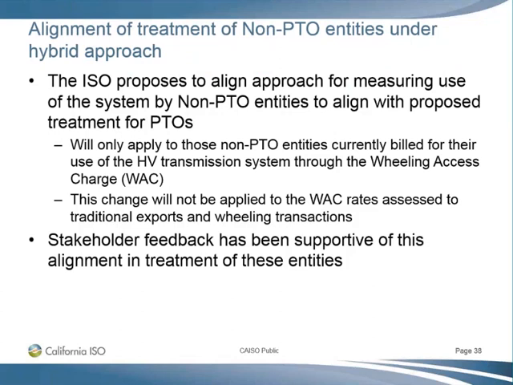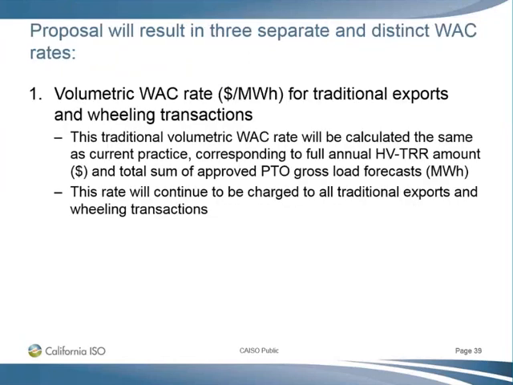Generally all the stakeholder feedback we got was supportive of this. No one raised any major concerns, which is good because we feel this is a pretty widely supported part of the proposal. I also wanted to go through how these rates would actually look, and compare and contrast with how we have it today. This part of the proposal ultimately results in three separate and distinct parts of the wheeling access charge rates.